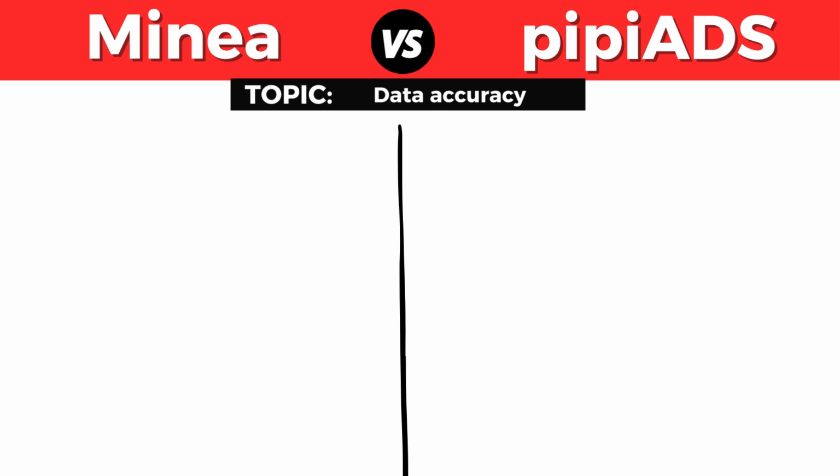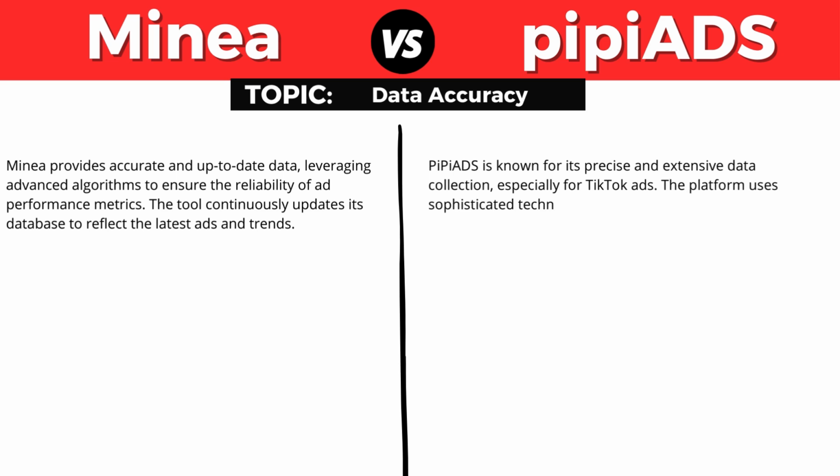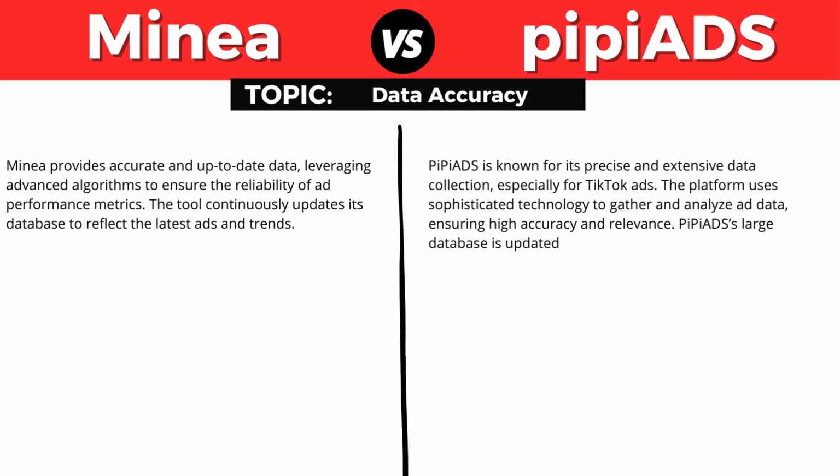On the other hand, we have PiPiADS, and PiPiADS is known for its precise and extensive data collection, especially for TikTok ads. The platform uses sophisticated technology to gather and analyze ad data, ensuring high accuracy and relevance. PiPiADS' large database is updated frequently to include new ads and metrics.